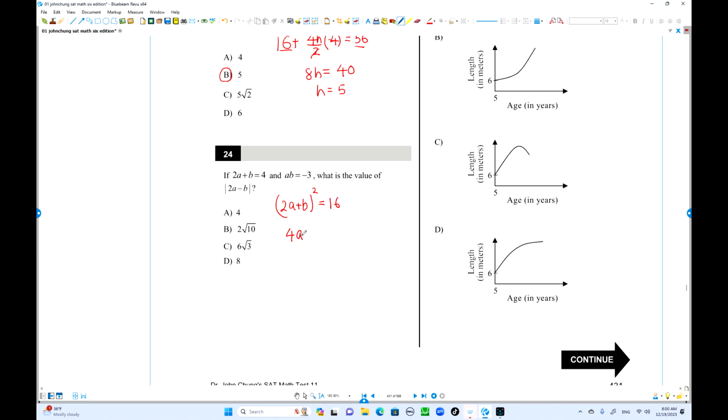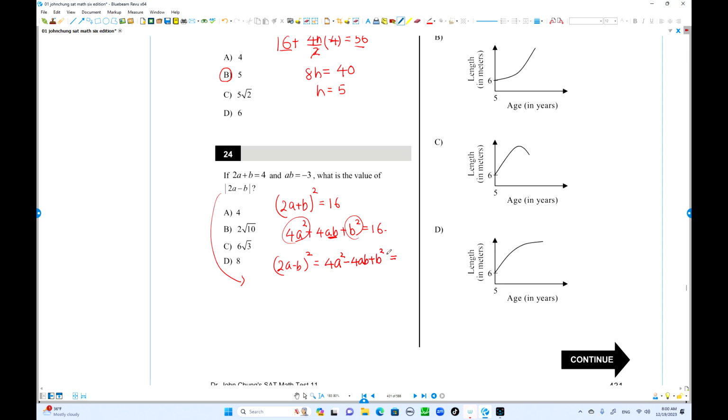From there you can find 4a squared plus 4ab and b squared equals 16. Right. So from here we have 4a squared, b squared, and the value of ab. When you have 2a minus b squared, what is this one? 4a squared minus 4ab and b squared.